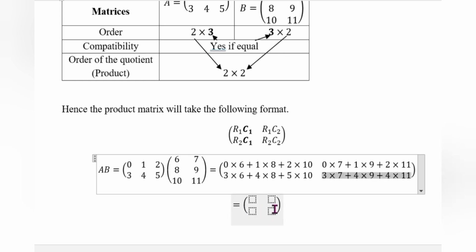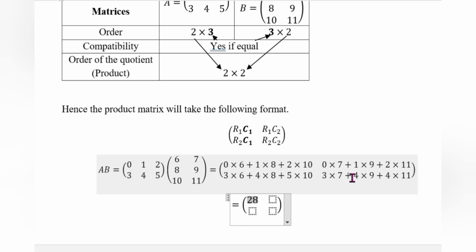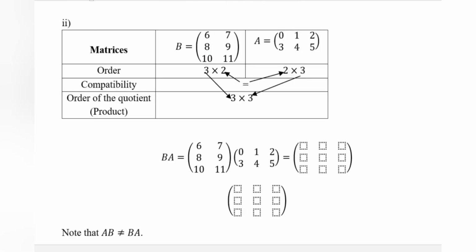So after that, then you simplify. 0 times 6 is 0, plus 1 times 8 is 8, plus 2 times 10 is 20. So this gives us 28. So if you work out the rest, you will get this one giving you that one, and the other 100, and the last one will give you 101. So that is how we multiply a matrix by another matrix.